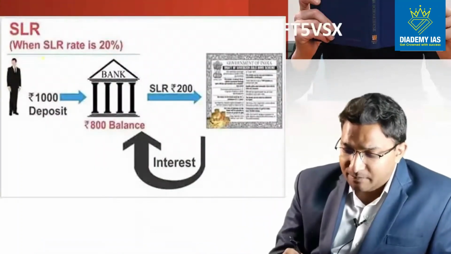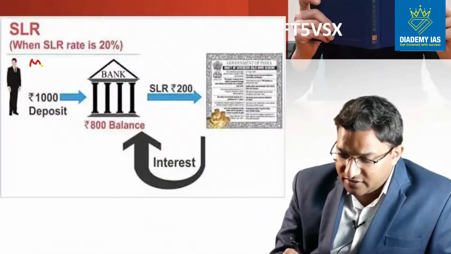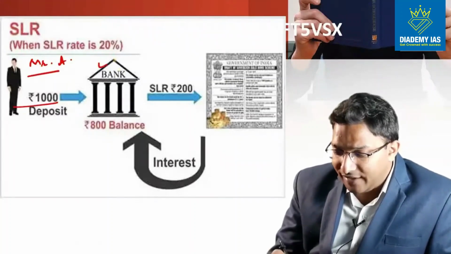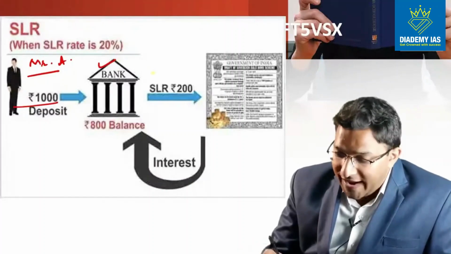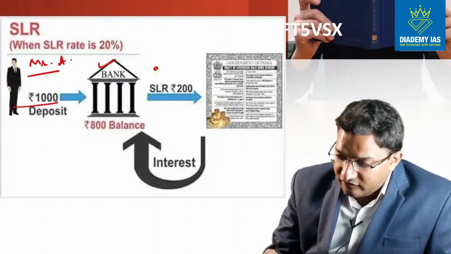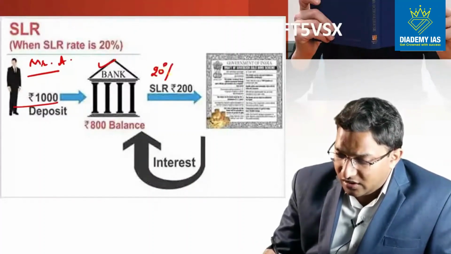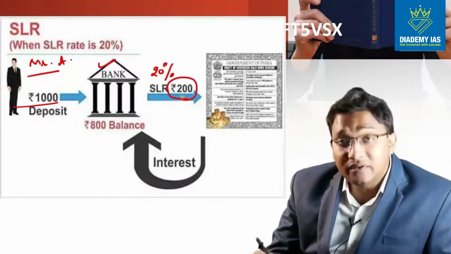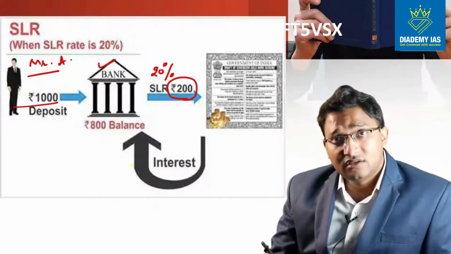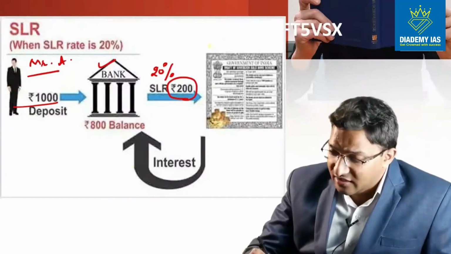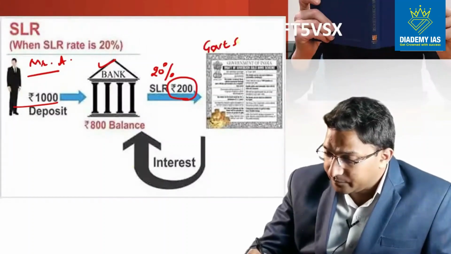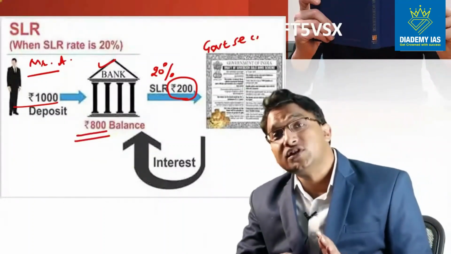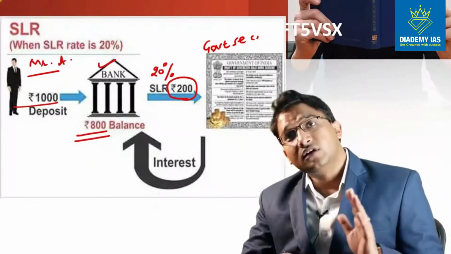So here you can see the example. Suppose this person is Mr. A. He deposits rupees 1000 with the bank. Now the bank will maintain, for example, 20% SLR. So this 200 rupees will be kept in a liquid asset, and for example it is kept in government security. Now this 800 rupees is the balance, and the bank can use this balance for lending or for other purposes, right?